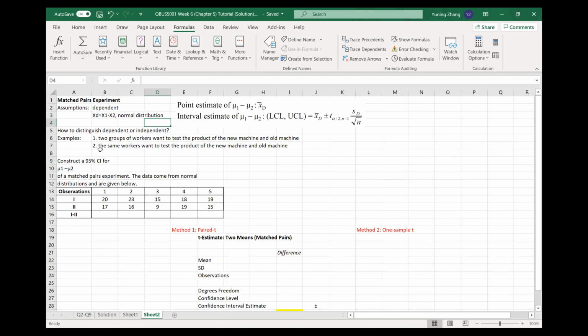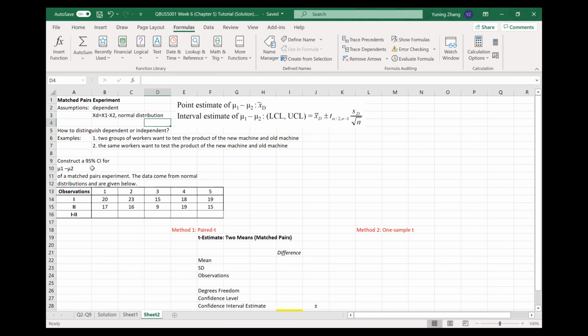However, we see the second example. The same workers want to test the product of the new machine and the old machine. All the products are from the same workers, so the two samples have something in common, and they are obviously dependent. Now, let's see the questions.